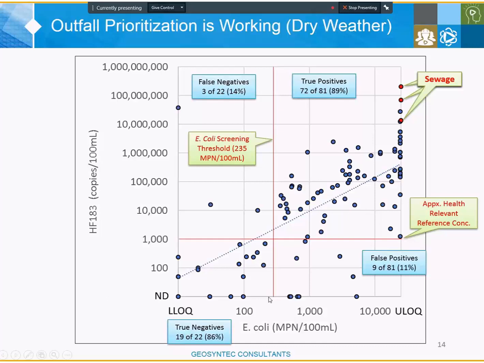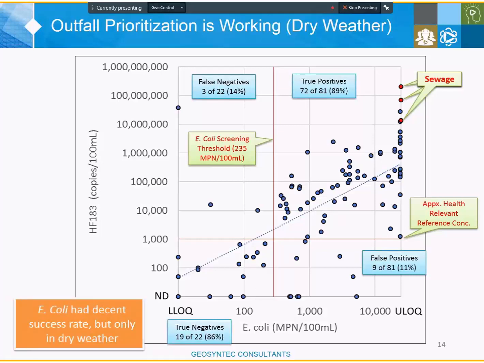So when E. coli is below the screening threshold and the responsible party does not take on network investigation to locate where human waste is entering, that's a false negative when we found that there actually was human marker present and high. So we can see that 14% of those samples were false negatives. So that's unprotective. And then of the true negatives, 86% of the time they were making the right decision. So it wasn't terrible. It had a decent success rate, better than what I would have thought.